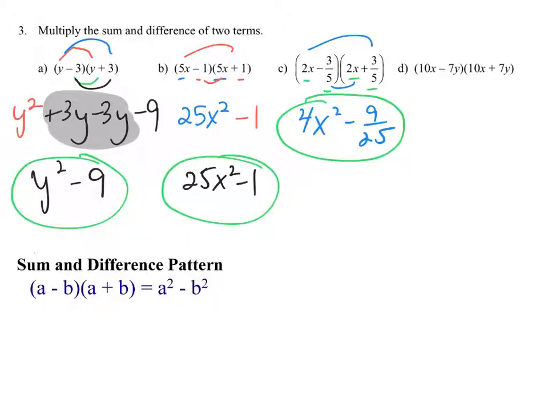In example D, it follows the same pattern. We have 10x minus 7y times the quantity 10x plus 7y. We have it in the form of a minus b and a plus b. So the result is a squared minus b squared.